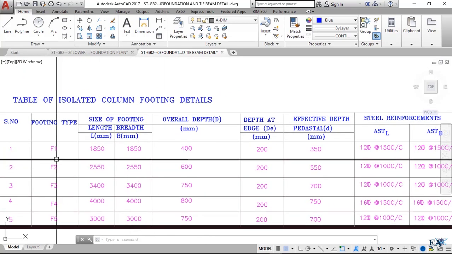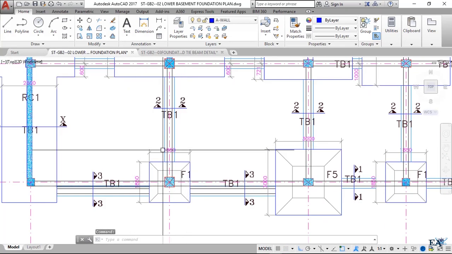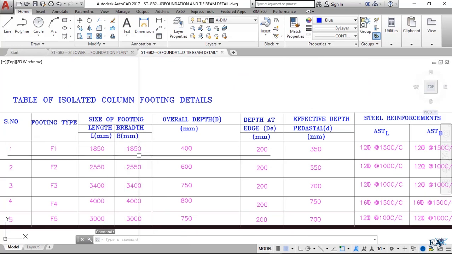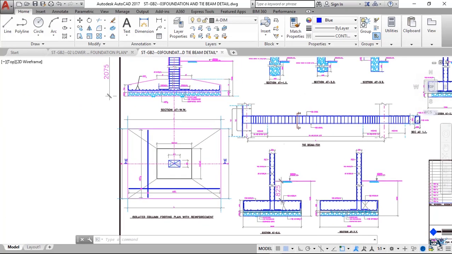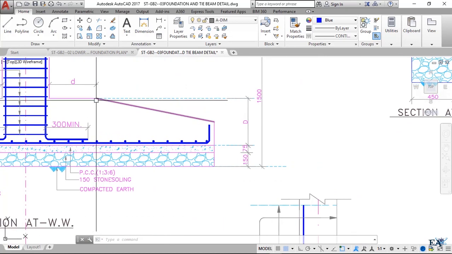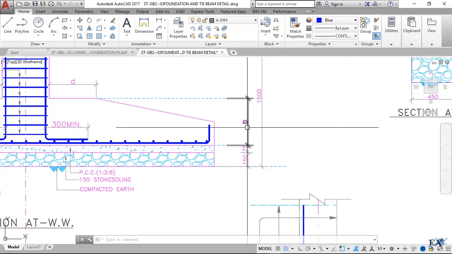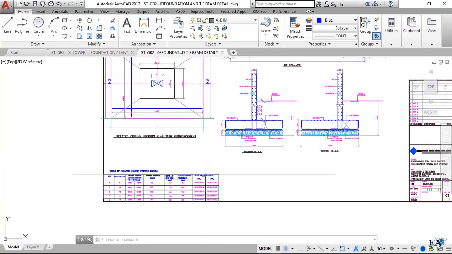Okay, so the size of the footing F1 is 1850 mm by 1850 mm. So that is also reflected on the plan as well. Okay, and so length is 1850 and breadth is 1850, right? And the overall depth of the footing is 400 mm. So what is the overall depth? We'll see this section. Okay, so from the top of the footing up to its base, the depth is known as the overall depth, and it is represented by the capital D, right?